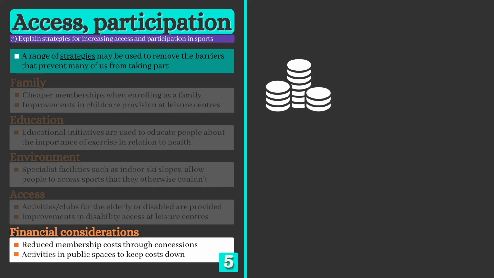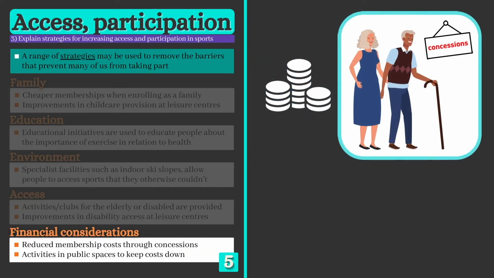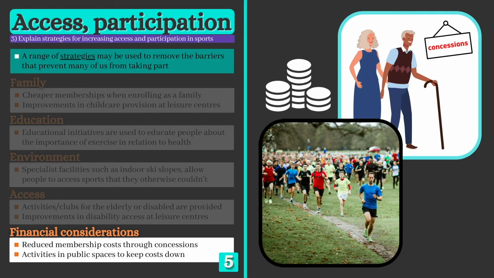Financial considerations. A number of strategies are being used to help make sport more affordable for those with less, including reducing the cost of memberships through concessions for pensioners and children, and promoting local group activities such as parkruns and aerobics to keep costs down.